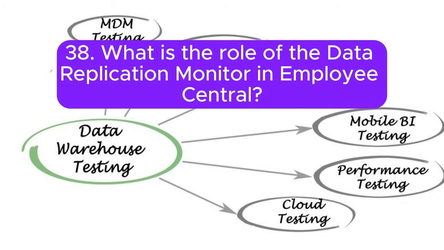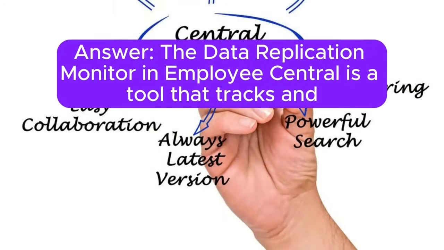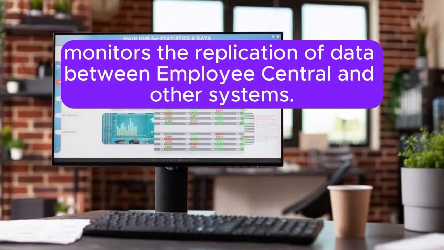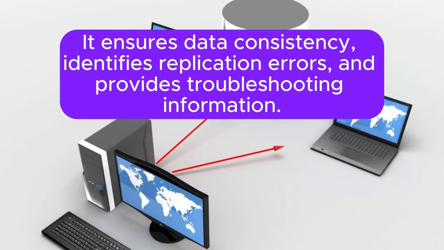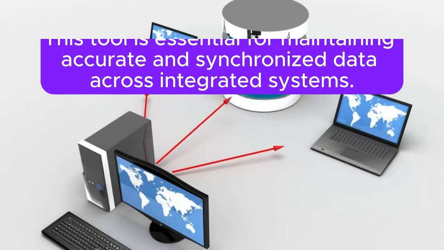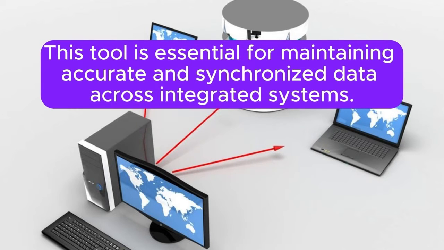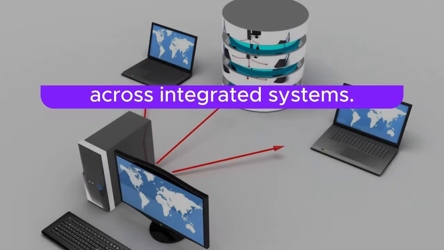38. What is the role of the Data Replication Monitor in Employee Central? Answer. The Data Replication Monitor in Employee Central is a tool that tracks and monitors the replication of data between Employee Central and other systems. It ensures data consistency, identifies replication errors, and provides troubleshooting information. This tool is essential for maintaining accurate and synchronized data across integrated systems.